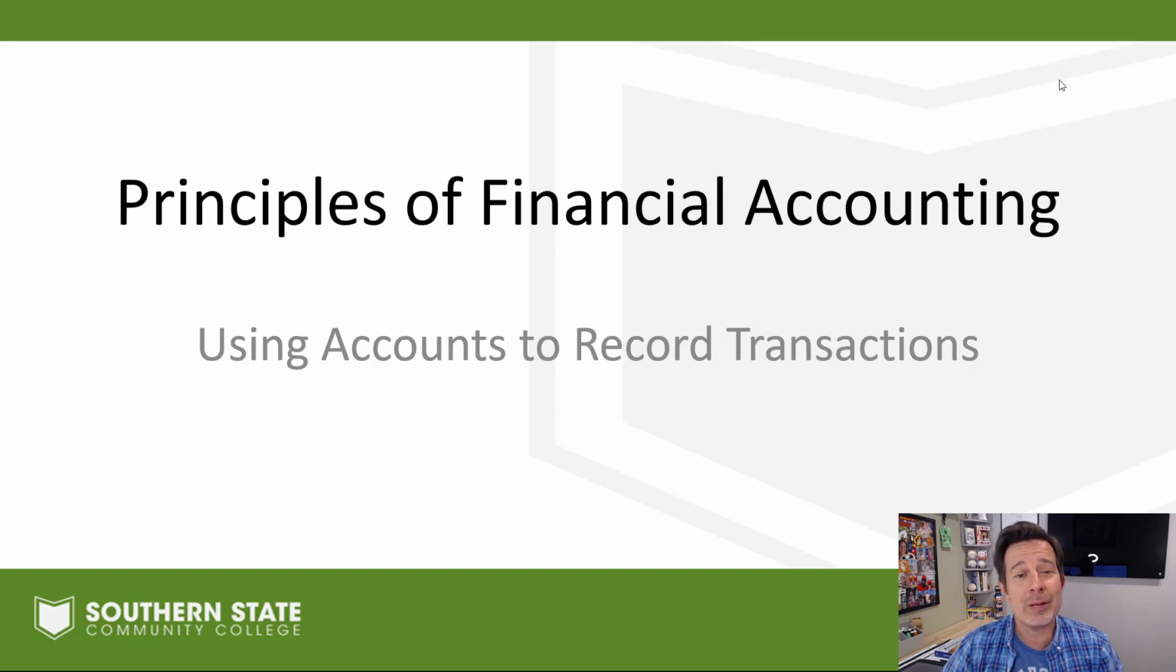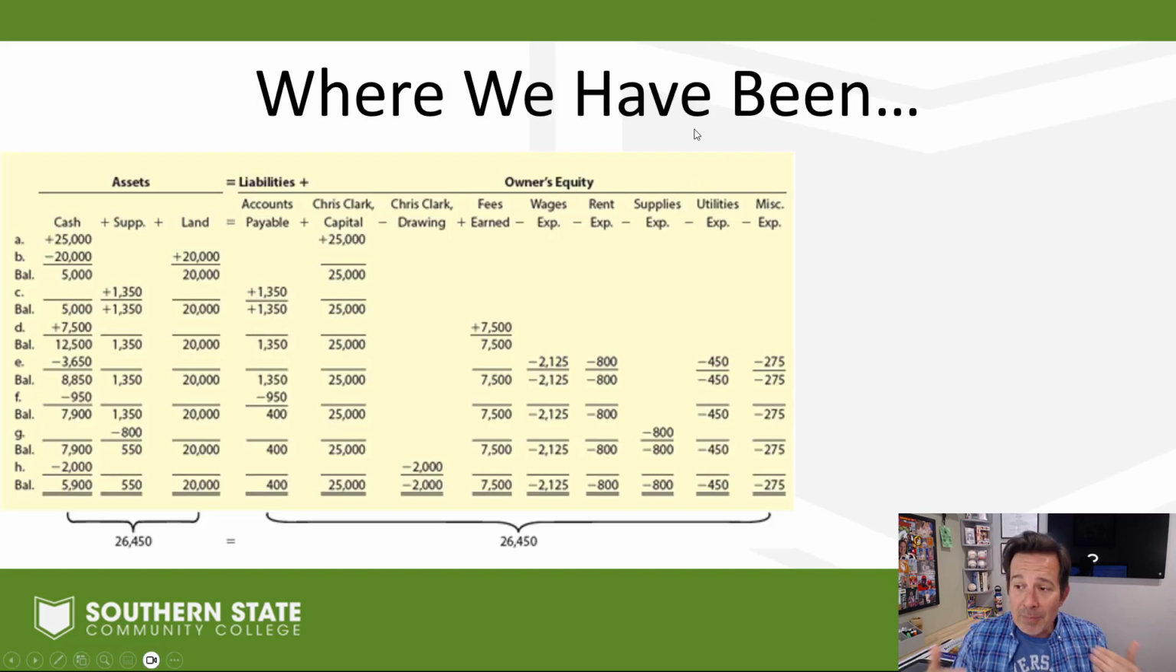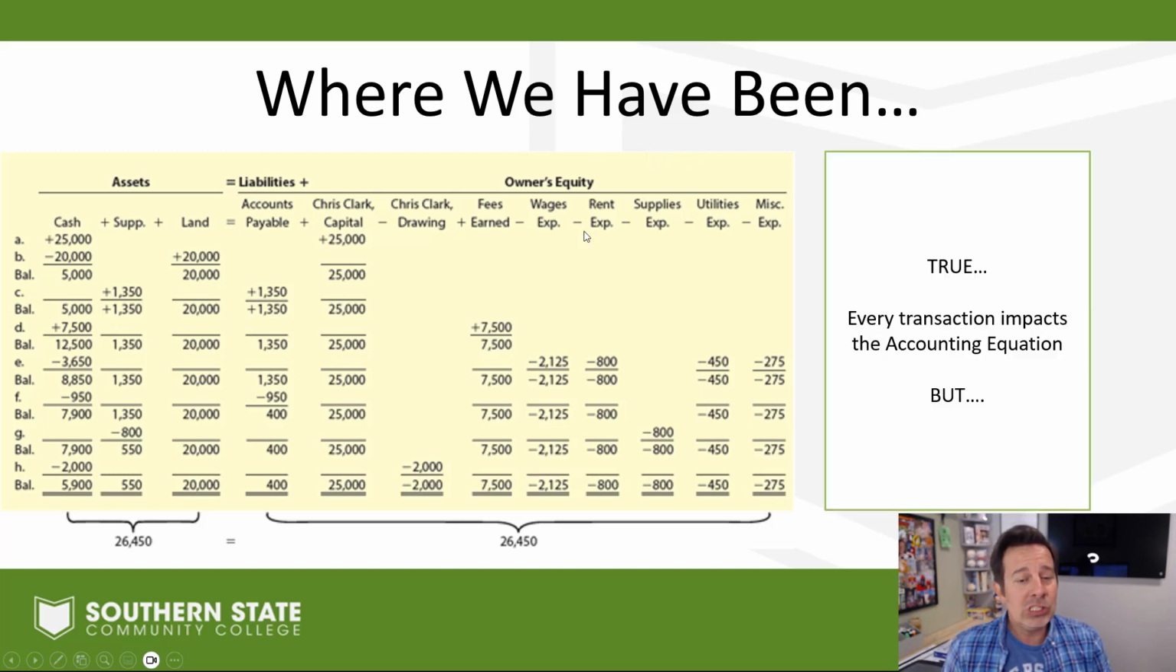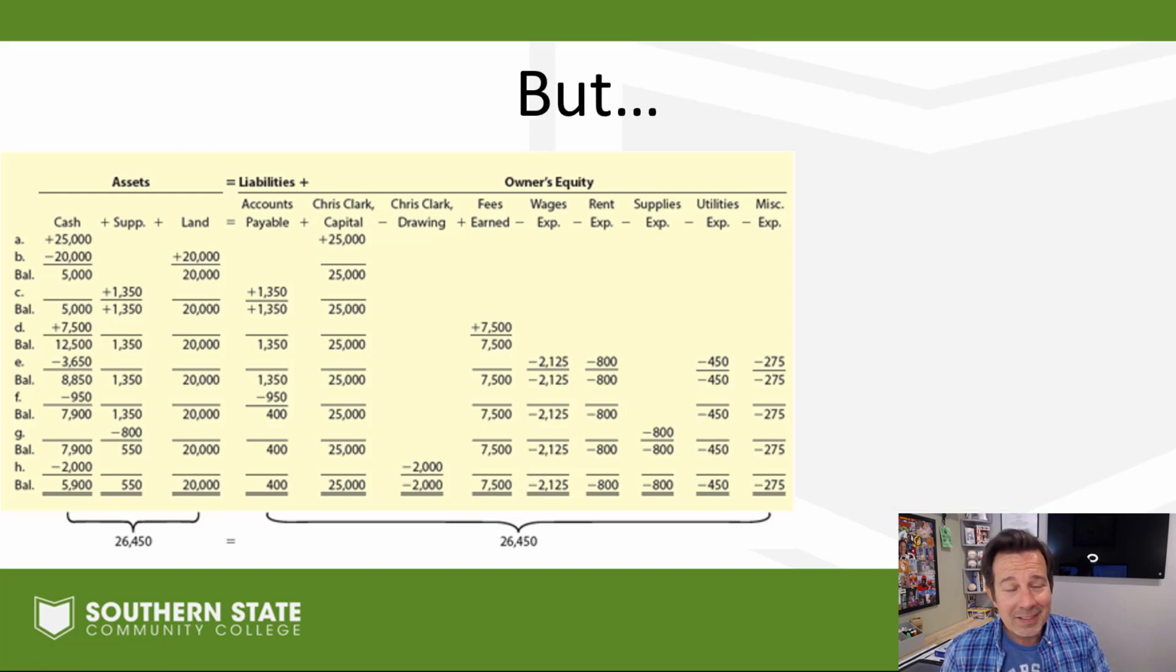In our video right now, we're going to be talking about using accounts to record transactions. Now, if you think back to week 1, you might remember we introduced the idea of the accounting equation. And we showed you how transactions impact it. We said every transaction has an impact on the accounting equation. We went through all kinds of examples, I think maybe 7 or 8, where we plugged numbers into the accounting equation to show you the effect of transactions on it. But this is a pretty big but.